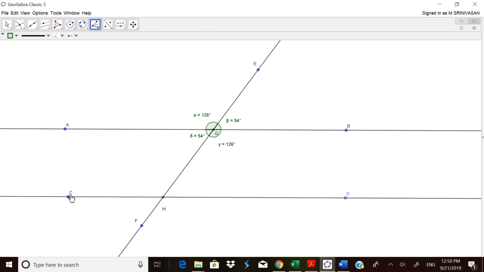Now this angle C, this one. You have to go in the clockwise direction. Therefore G, H and C, when you touch these you will get this angle.